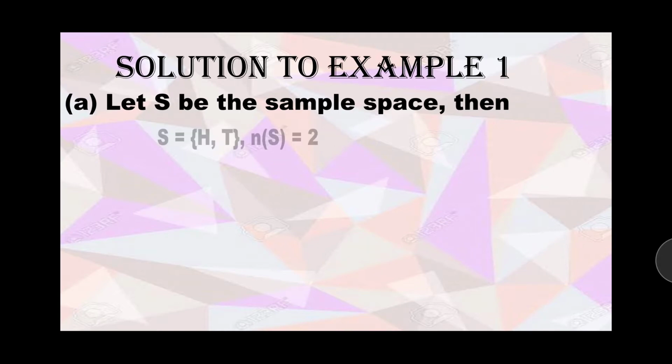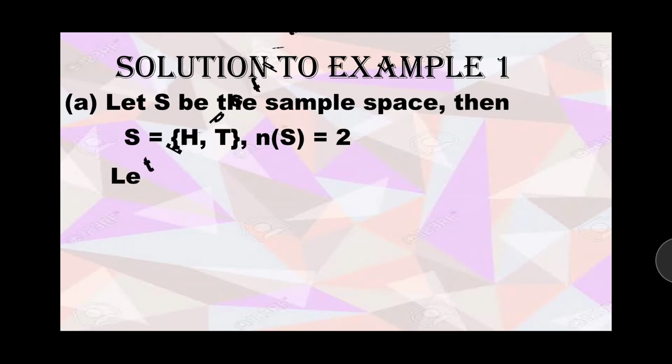Good. What is the sample space? Since we are talking about a coin, we have H and T. That's we have the head side of the coin and we have the tail side of the coin. So there are 2 in number. So our sample space is equal to 2. Okay, that's the cardinality of our sample space.